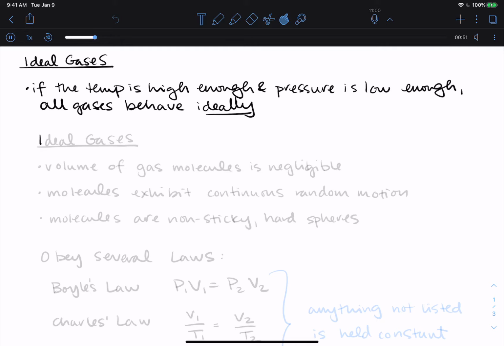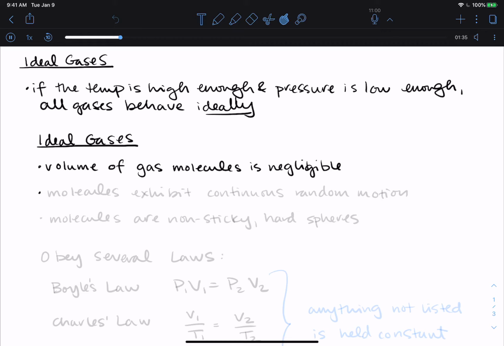So if a gas is behaving ideally, it will follow the guidelines that I'm going to list here. So ideal gases. In an ideal gas, the volume of the gas molecules is negligible. So in comparison to the free volume in the sample, the volume of the actual particles of gas is so tiny that we can ignore it.